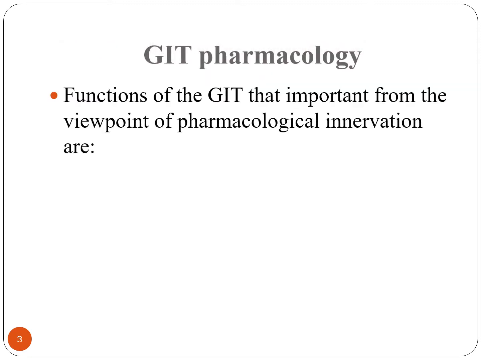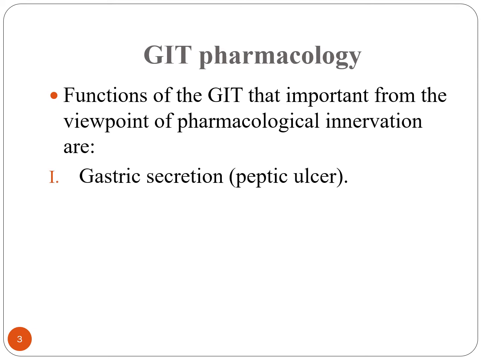Functions of the GIT that are important from the viewpoint of pharmacological intervention are: first, the gastric acid secretion, because hypersecretion of the gastric acid can result in peptic ulcer or duodenal ulcer. Also, the vomiting, the act of vomiting or emesis. This can be either a physiological protective mechanism or sometimes arise as a symptom of disease or disorders, and sometimes as side effects or adverse effects due to the administration of drugs. Sometimes this needs to be treated pharmacologically by antiemetic drugs.